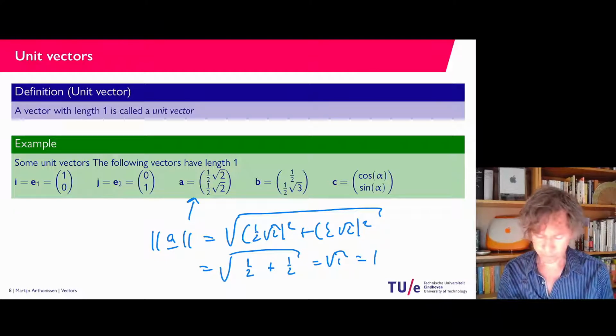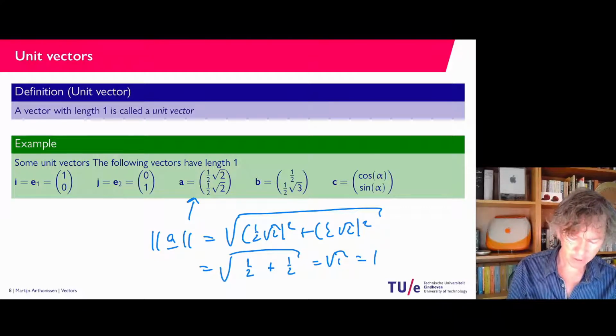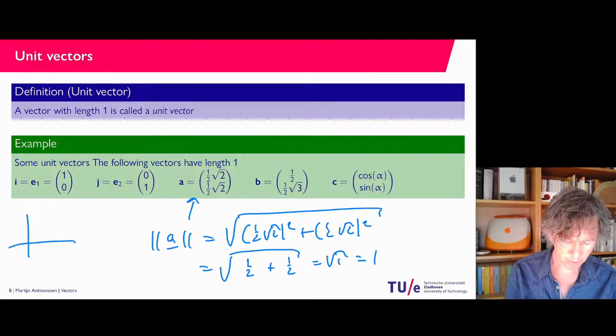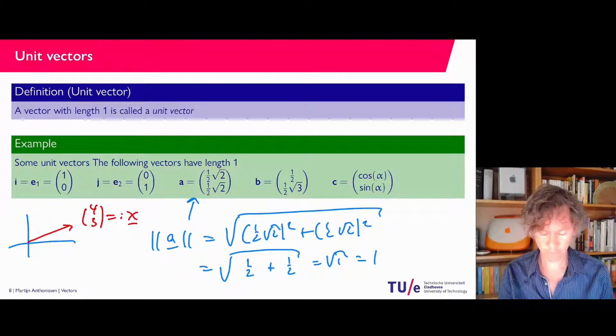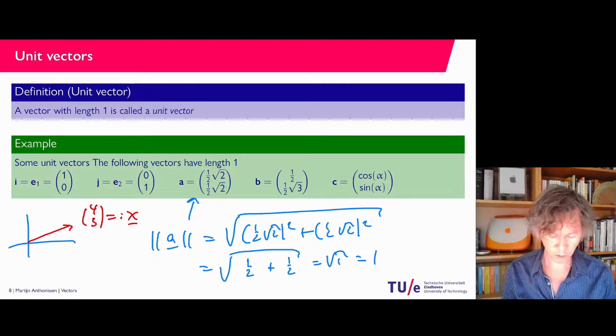You could also wonder if I now draw a vector here. Say I draw the vector with components 4 and 3. Let's call that x. This notation is not very important. This means just I call this x. That's why I put the dots there. That's standard math notation. It's not important that you know it, but I used it without thinking.